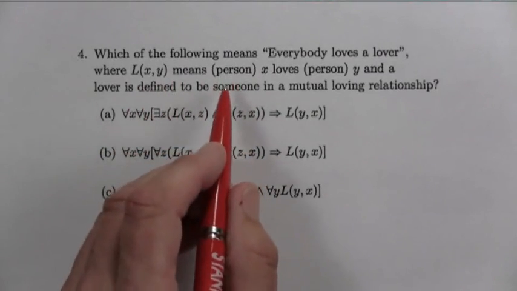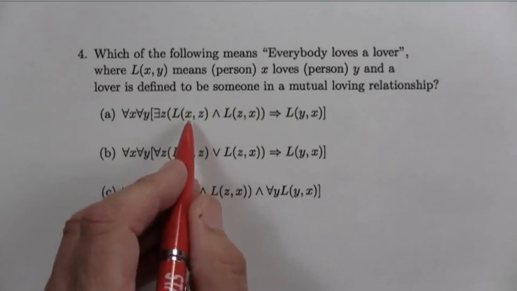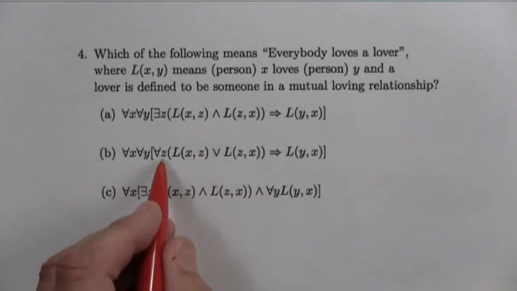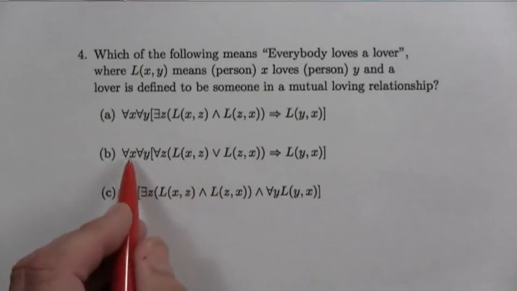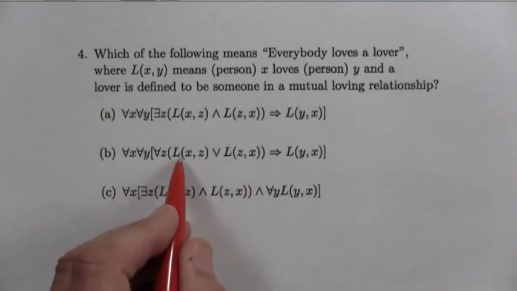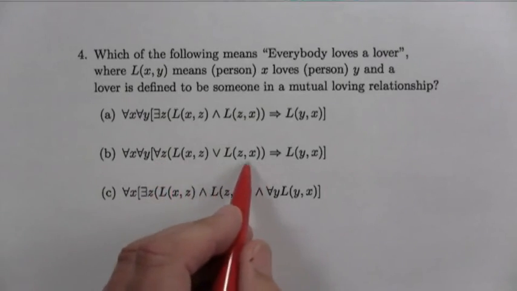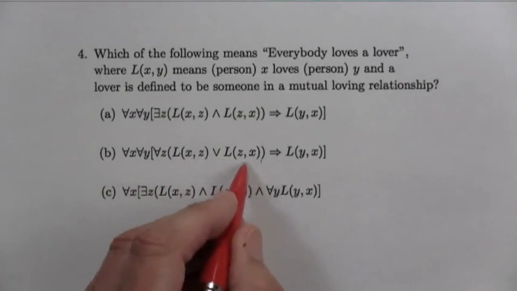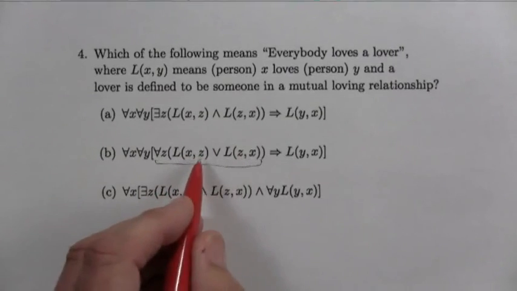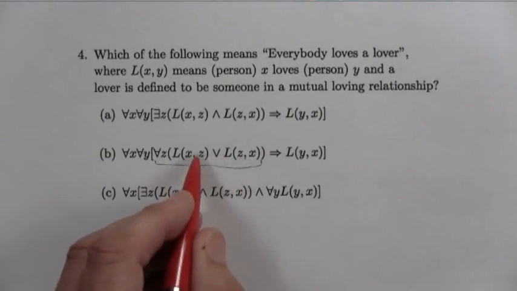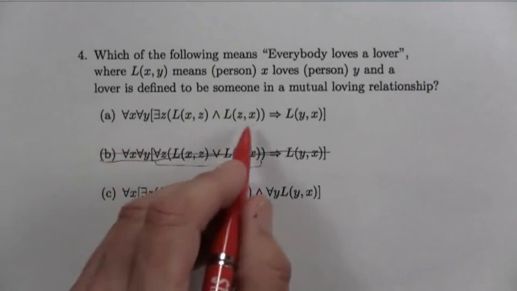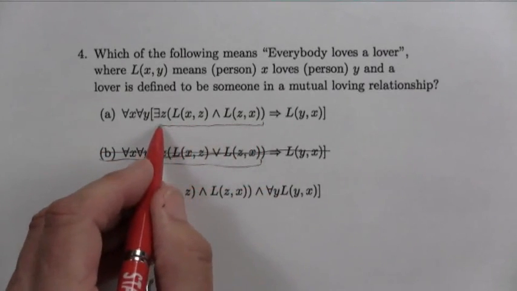So being a lover means you're in a mutual relationship, which means you love someone and that person loves you. But if you look at this one, this says for this person X, so these are all about a person X, they all talk about some person X. This doesn't say that person's a lover. This part says that person is in a relationship with everybody else. So this part, because there's a universal quantifier, says X loves Z and Z loves X. So this person X is in a loving relationship with everybody. Well, that's nonsensical, so we can forget that one. So it comes down to these two, because in each of these it says the person is in a loving relationship.